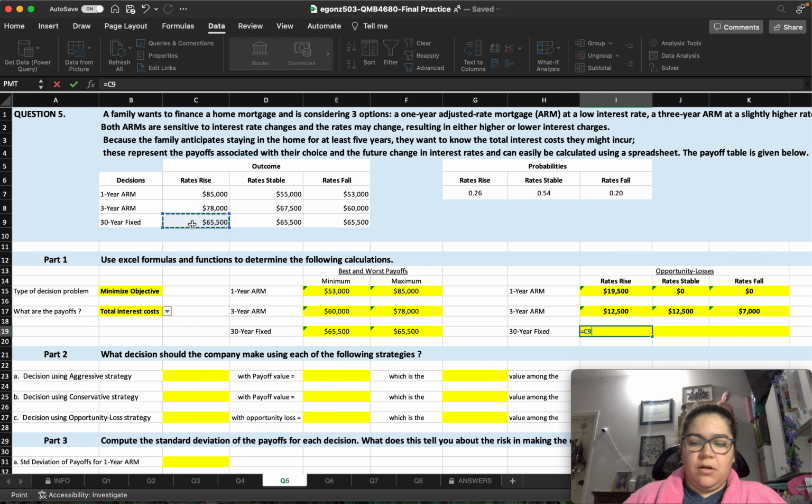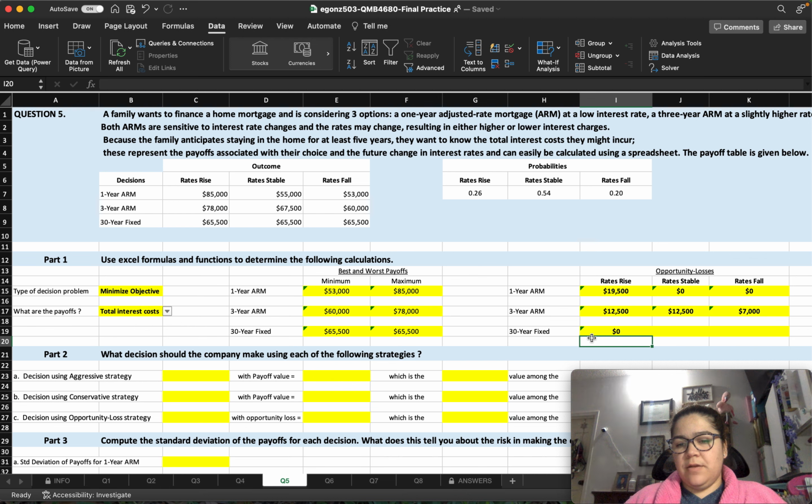And then same thing here. So the 30-year minus the minimum of who? The minimum of these 3 years. I'm going to hit OK, yes, because I didn't fill it out. And then, okay.